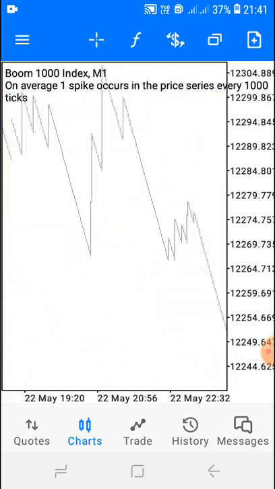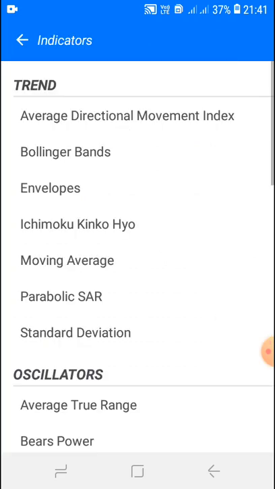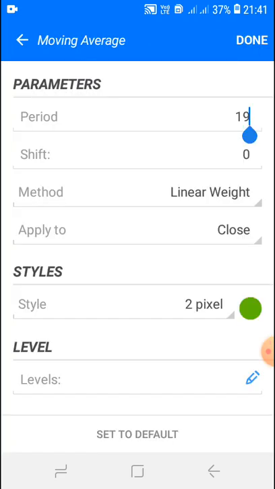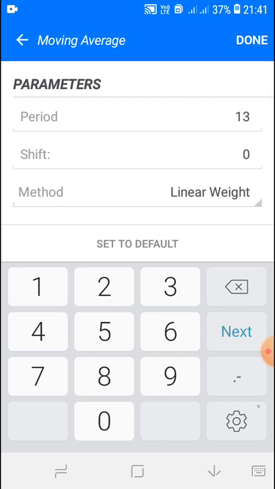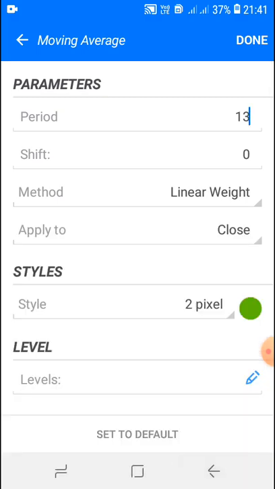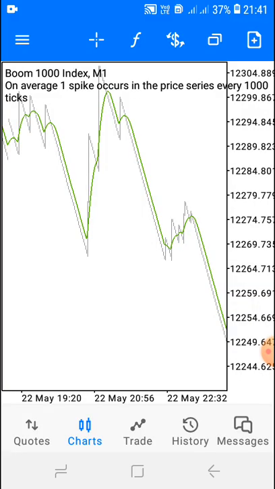The first indicator that I'm going to add to my chart is my 13 moving average. When you add your 13 moving average, you want to make sure that your parameters are like this: period 13, shift 0, method linear weighted, apply to close, style 2 pixel, green. Now I'm just going to pause the video and add all my indicators.